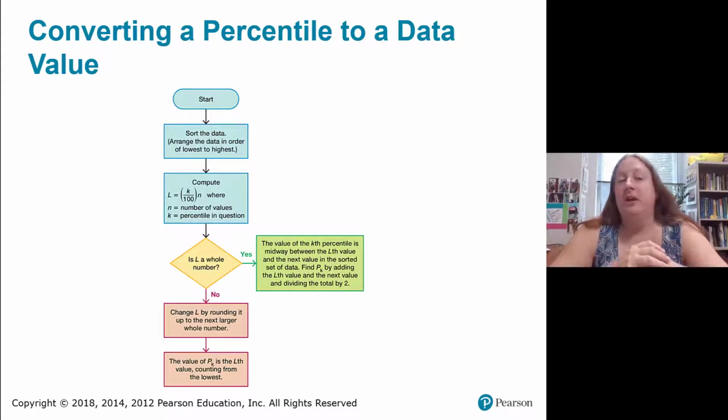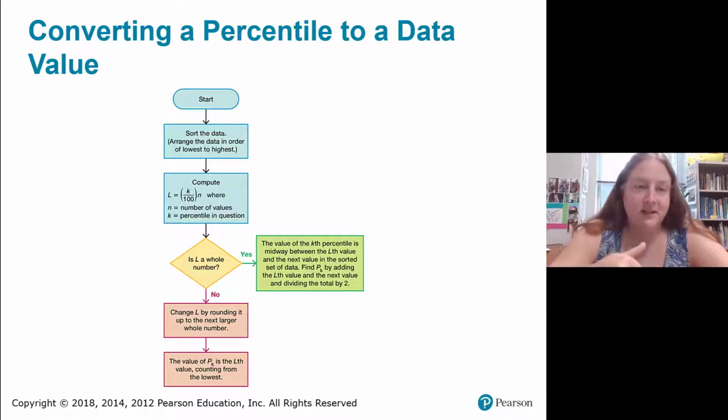So if we want to convert a percentile to a data value, so we want to know what data value happens to be that percentile, we can follow this really handy flowchart. We enter it at start, and it tells us to sort the data, arranging it lowest to highest. So we want increasing order. That's the way we want to sort it. All right. Then we're going to compute the locator value. We find L, our locator value, by taking our K value, our percentile we're looking for, divided by 100 times n, where n is the number of values of data we have. And that's going to give us an L value.